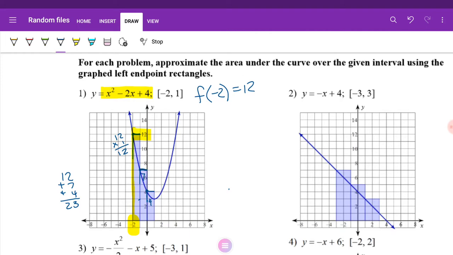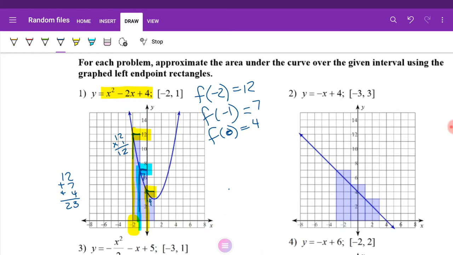Well, where would this point come from? Well, let's use this color. This point would come from -1. And this last point would come from 0. Okay? So what I want to do is show you on a calculator how you would get those numbers if you couldn't quite see them.